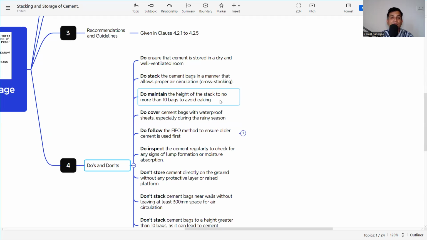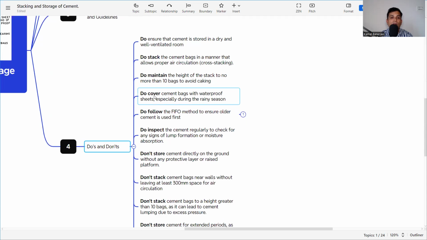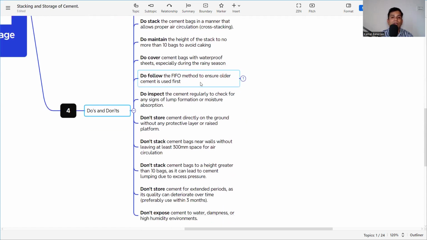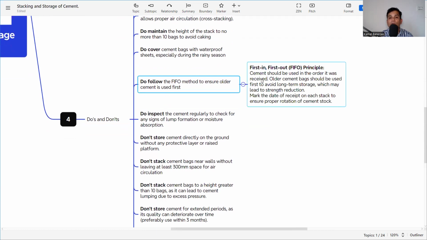Do maintain the height of the stack at no more than 10 bags. Do cover cement bags with waterproof sheets, especially during the rainy monsoon. And use the FIFO method to ensure older cement is used first. So what is FIFO? We already discussed that: first in, first out principle. Cement should be used in the order it was received. Older cement bags should be used first to avoid long-term storage, which may lead to strength reduction. Mark the date of receipt for each stack and ensure proper rotation of cement stock.